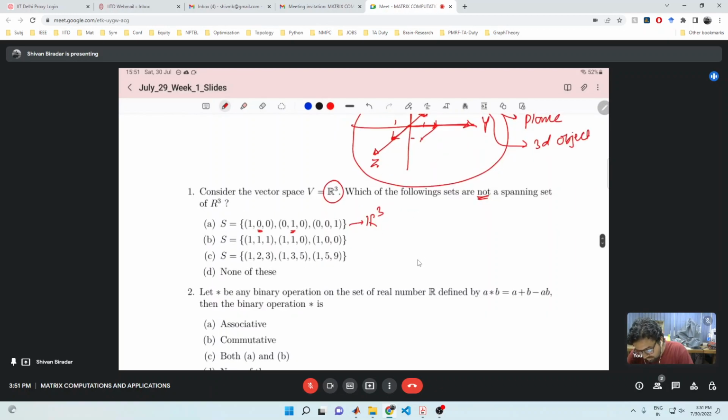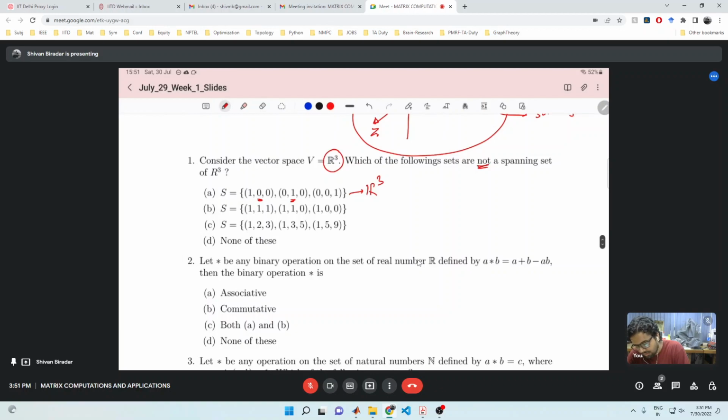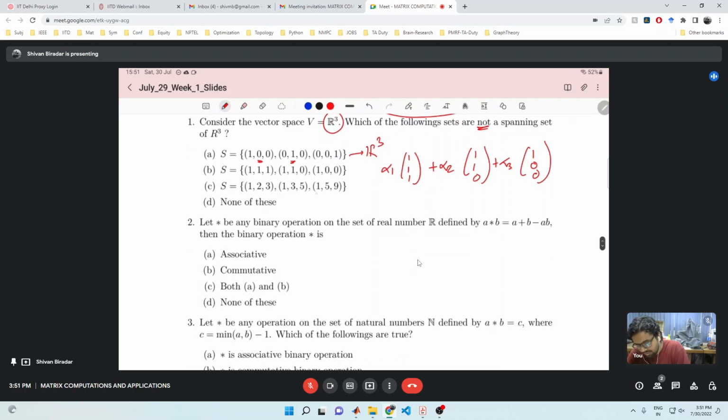You have another set of vectors here. You can do the same thing here. You take alpha 1 times (1, 1, 1) plus alpha 2 times (1, 1, 0) plus alpha 3 times (1, 0, 0). So you'll get a spanning set here. Then you can check the same thing.